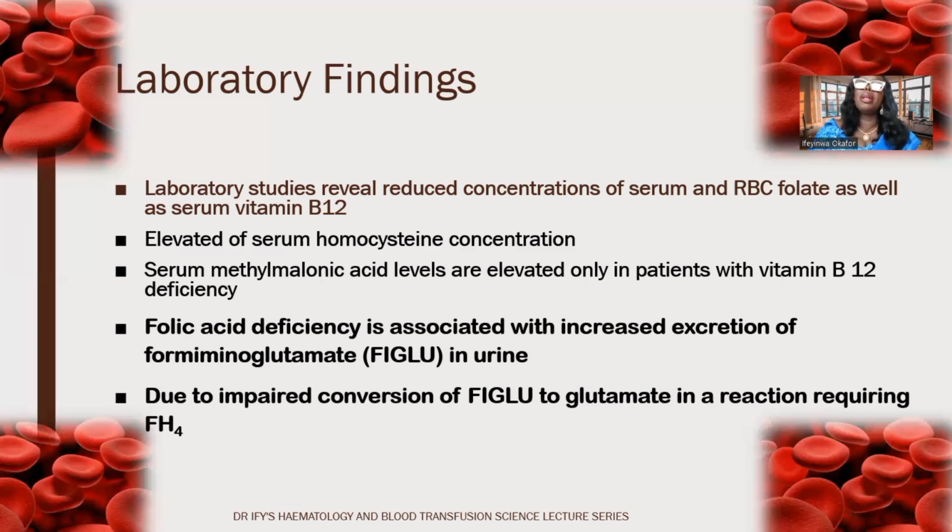Again, formiminoglutamic acid accumulates only in folate deficiency because tetrahydrofolate is needed in the conversion of histidine to glutamate. So when folic acid is deficient in the body, it leads to accumulation of formiminoglutamic acid. This can be secreted in urine and can be used in diagnosis of folate deficiency. So B12 and folate deficiency can also be distinguished by either doing formiminoglutamic acid assay or methylmalonic acid assay.